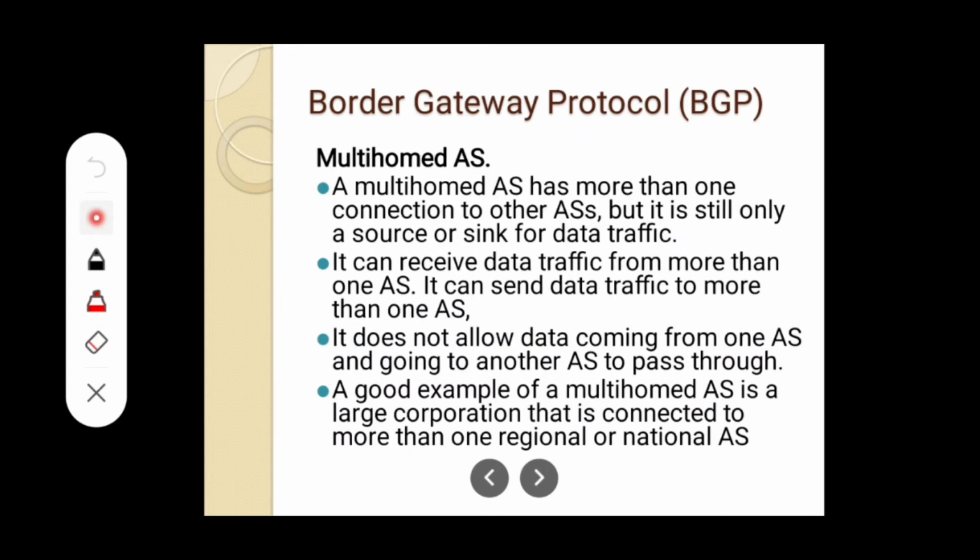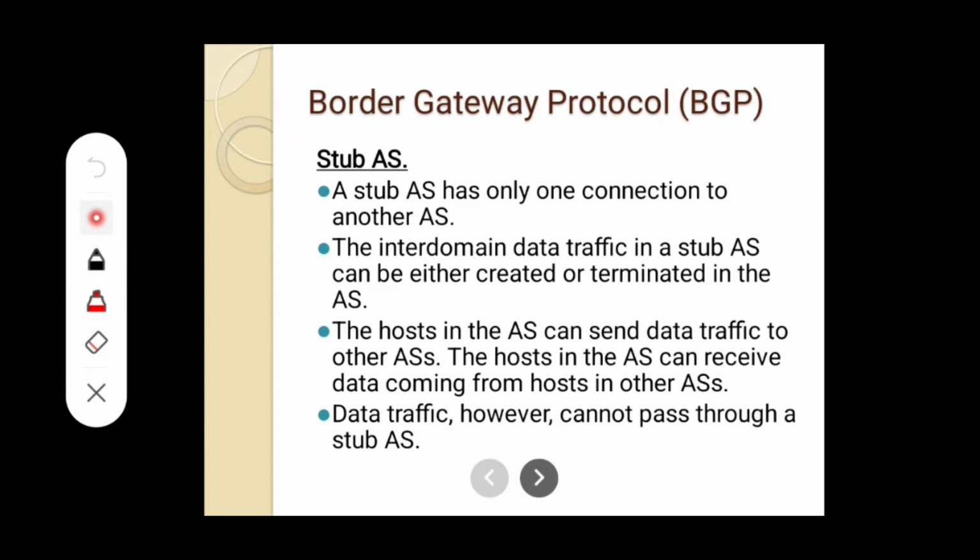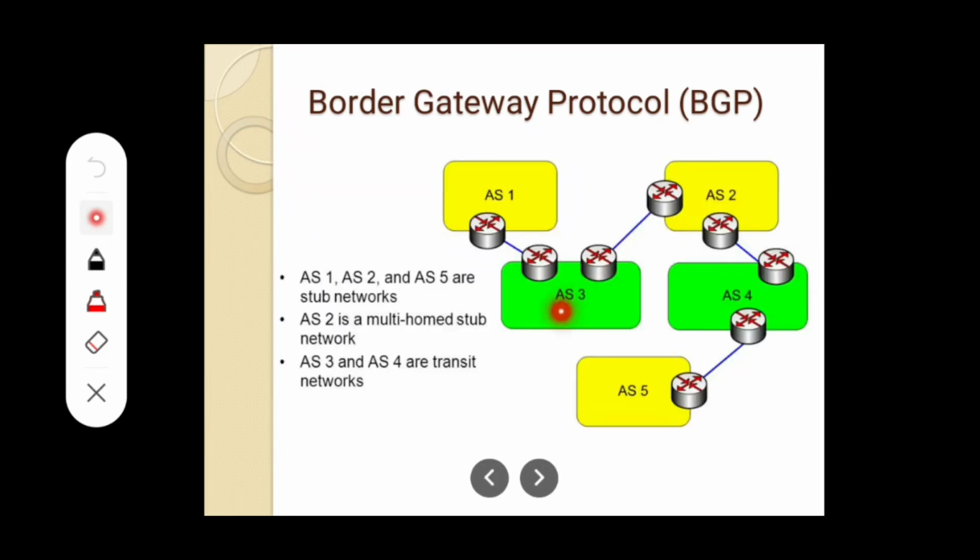Next one is multi-homed autonomous system. A multi-homed autonomous system has more than one connection to other autonomous systems but is still only a source or a sink for data traffic. Okay, so what is the meaning of that? Look at this figure. Here this is AS2. AS2 is a multi-homed autonomous system. It means that it can have more than one connection to other autonomous systems. This one has a connection to this one and also a connection to this one.